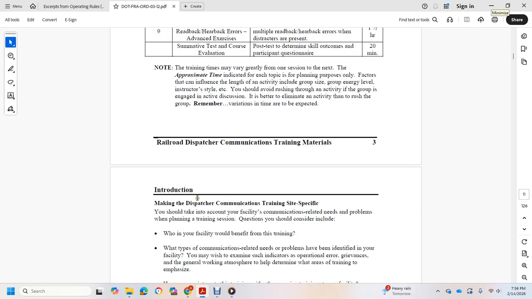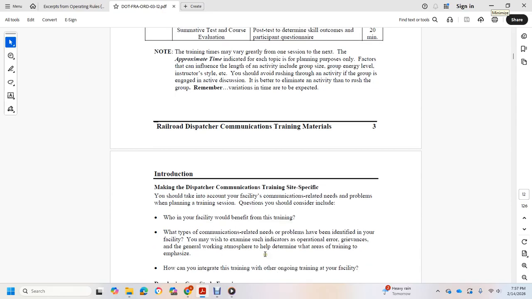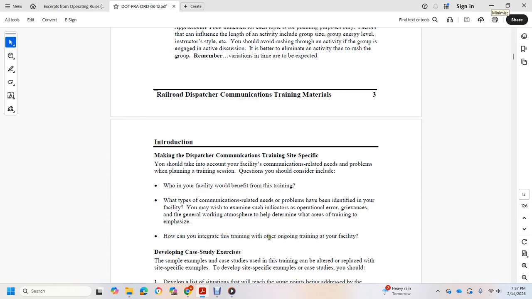Alright, making the dispatcher communication training site specific. You should also take into account your facility's communication-related needs and problems when planning a training session. Questions you should consider include: who in your facility would benefit from this training, and what type of communication-related needs or problems have been identified in your facility? You may wish to examine some of the indicators, such as operational errors, grievances, or general work atmosphere, to help determine what areas the training should emphasize.